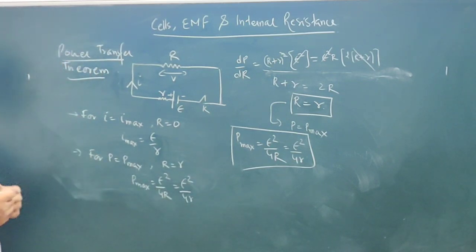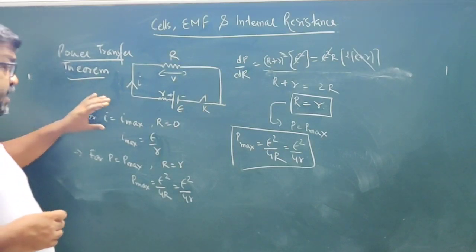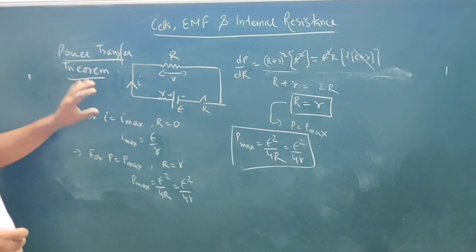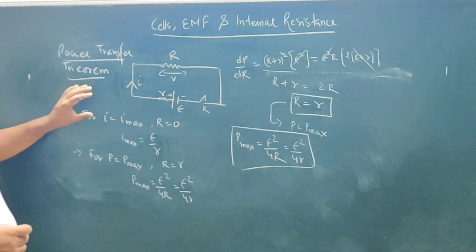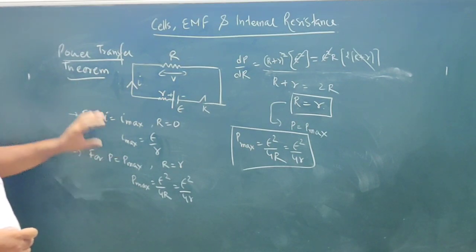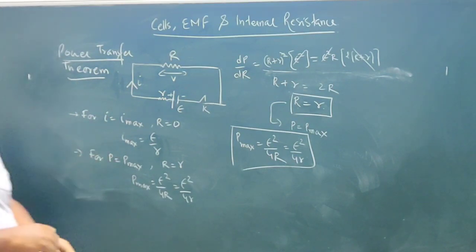Okay. So this is an interesting result, that is, when current is maximum, power is not maximum. Condition for maximum current and condition for maximum power are two different things.